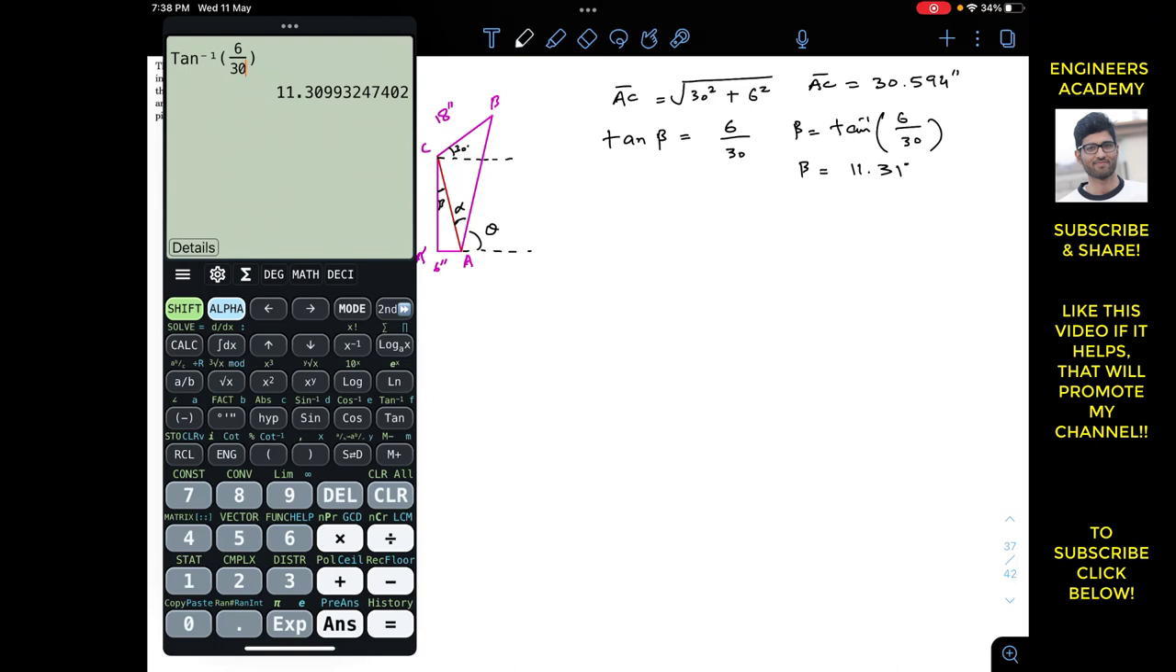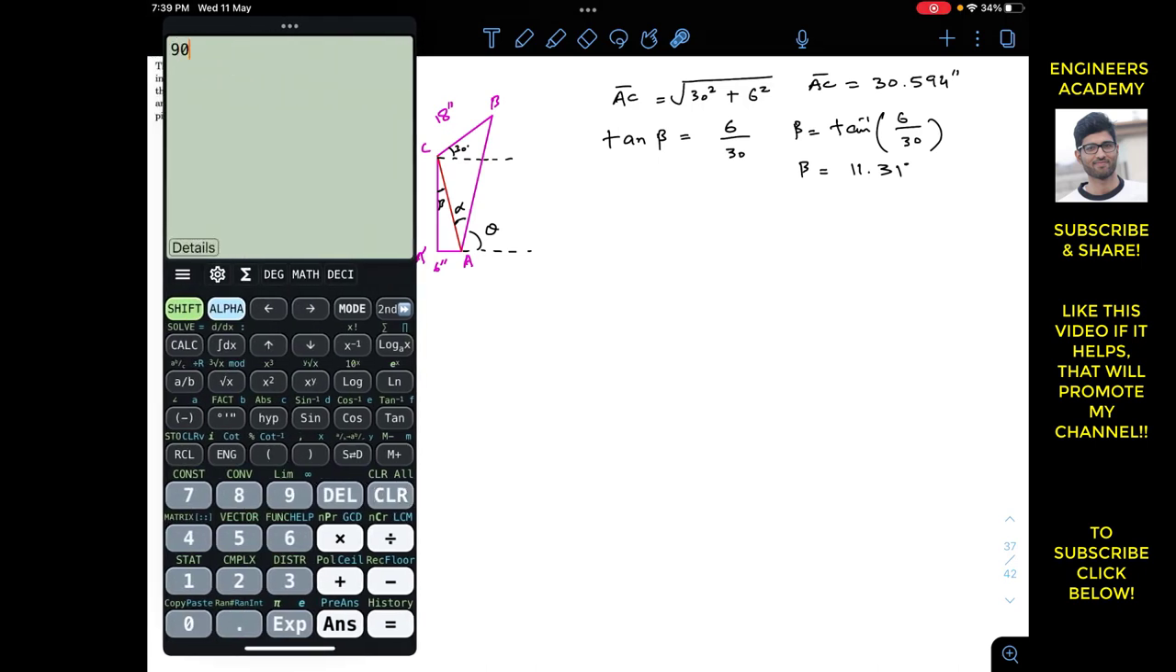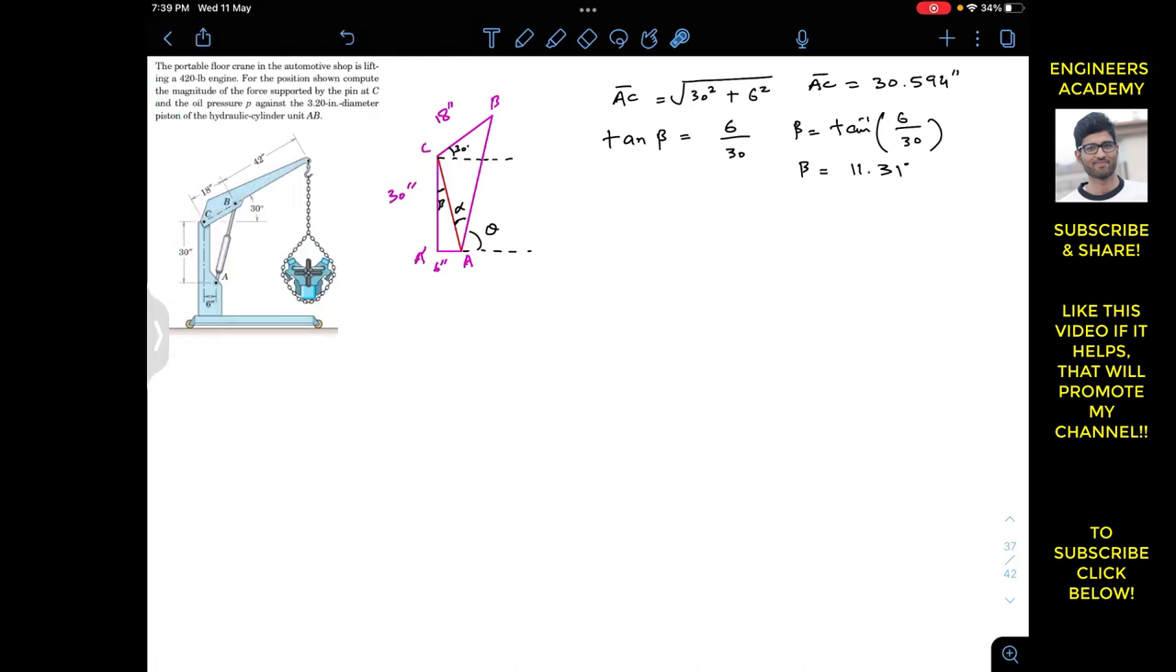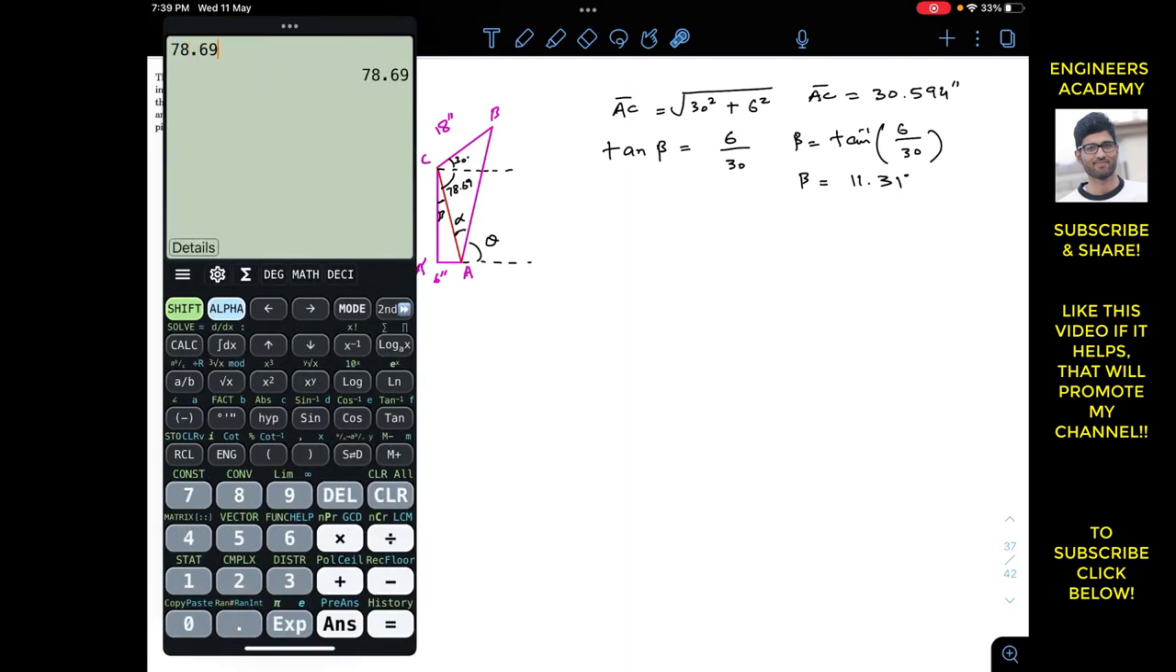Now we know that this angle is 90, since this is a horizontal and this is a vertical line. Now this angle will be 90 minus beta. So 90 minus 11.31 is 78.69. This angle is 78.69, and now this whole angle will be 78.69 plus 30, which gives us 108.69. So the angle between this BC line and this AC line is 108.69.